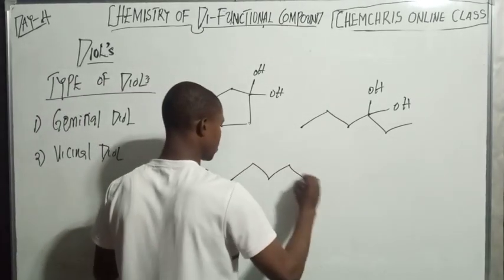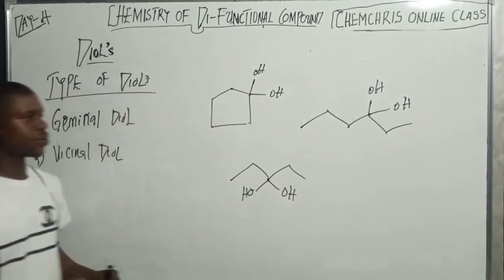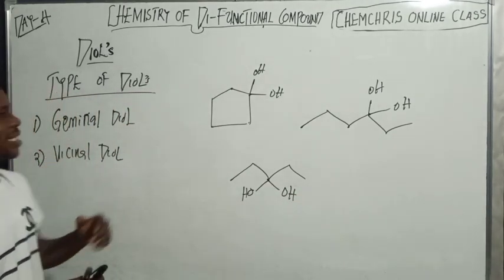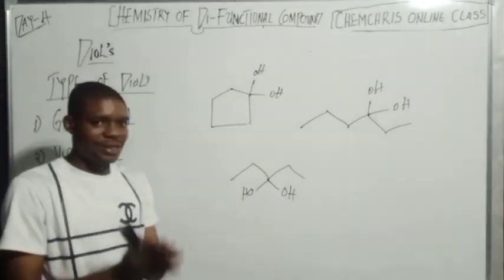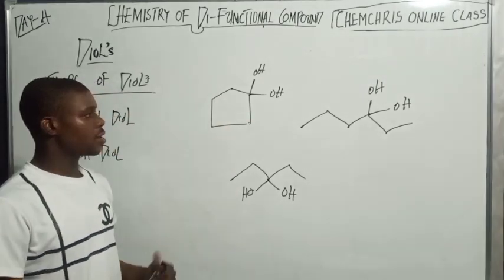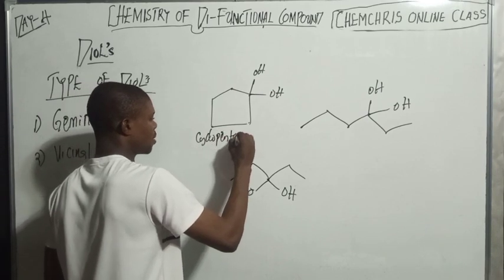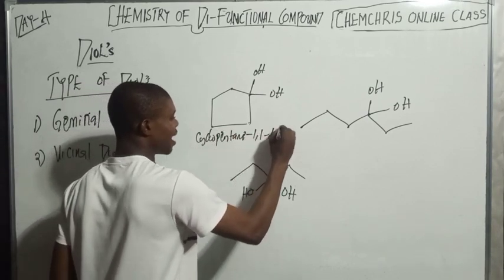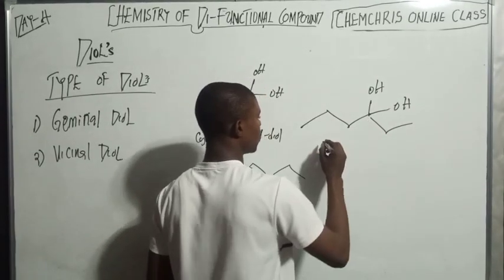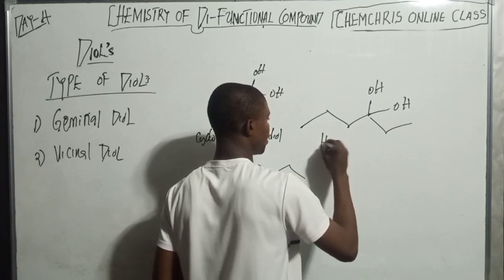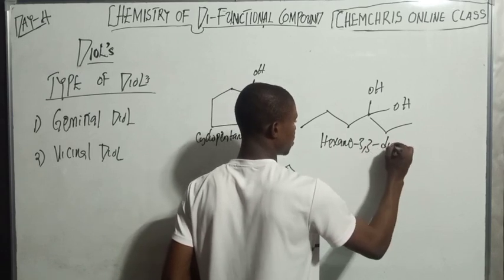If I have something like this, they are called geminal diol. So when the two OH are attached to the same carbon atom in a molecule, it's called geminal diol. Do you understand? So what is the name of this one here? Here we have cyclopentane-1,1-diol, right? So what about this one here? 1, 2, 3, 4, 5, 6. So here we have hexane-3,3-diol, right?